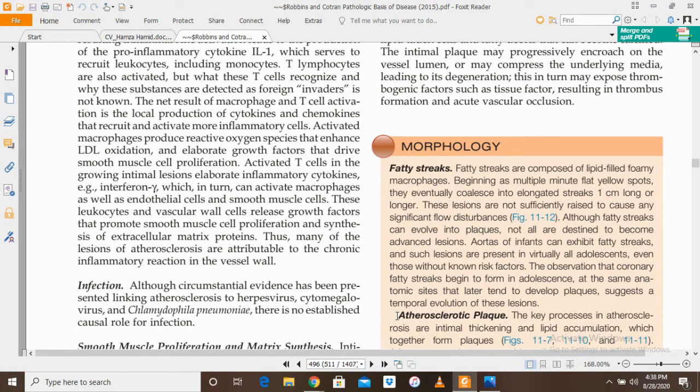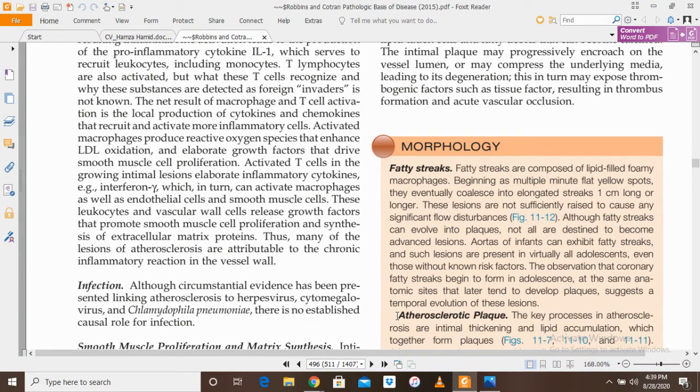When multiple fatty spots combine together, they form longitudinal streaks called fatty streaks, which are about 1 centimeter long or longer. These fatty spots and fatty streaks are clinically insignificant. Why are they clinically insignificant? Because they do not encroach on the vessel lumen.